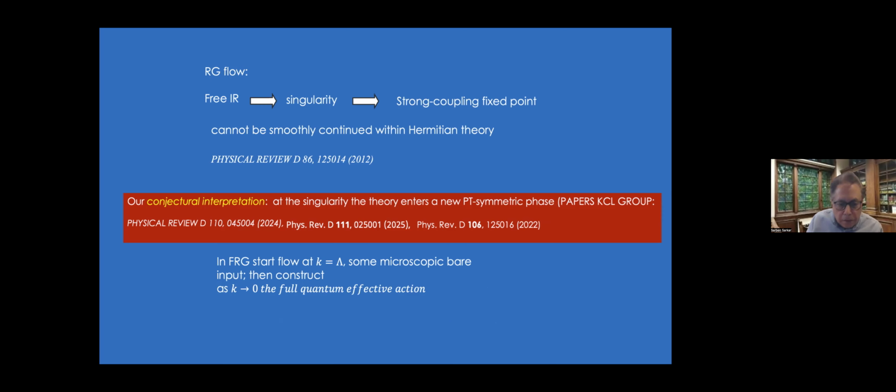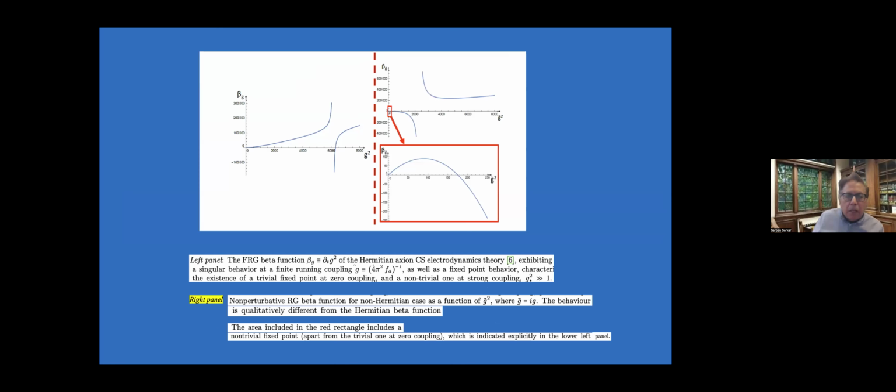So if you now look at this, the Hermitian theory is on the left, and to the right is the PT-symmetric non-Hermitian theory. You can see the Hermitian theory has a singularity, and to the left of the singularity you have a trivial fixed point, and then it goes up, has a singularity, and then on the right of the singularity you get a non-trivial strong coupling infrared fixed point.